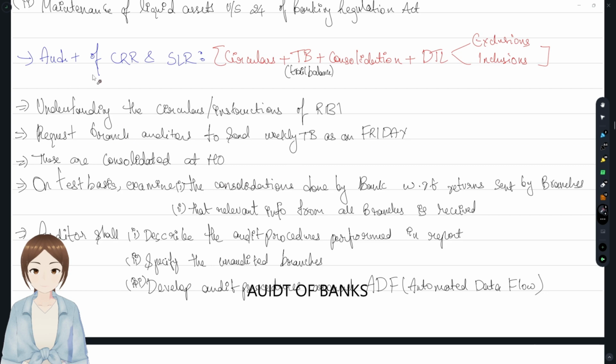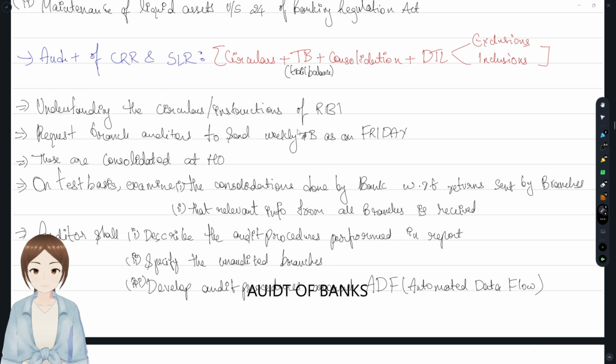And with that said, how do we audit the CRR and SLR? Again, we categorize it into three to four portions. Circulars, trial balance and consolidation, and demand and time liabilities. What are the exclusions and what are the inclusions? Exclusions, with regards to a few amounts that have to be excluded while calculating demand and time liabilities. I will see that. First, the circulars.